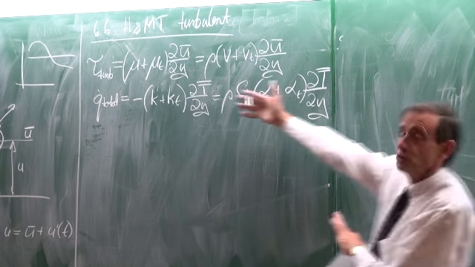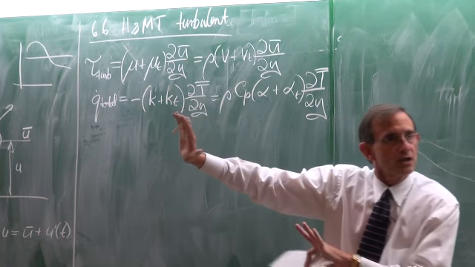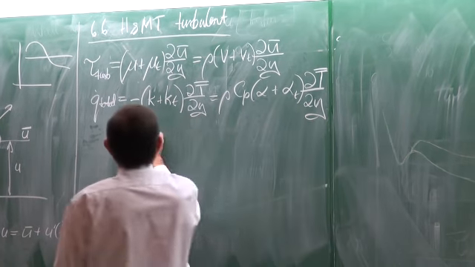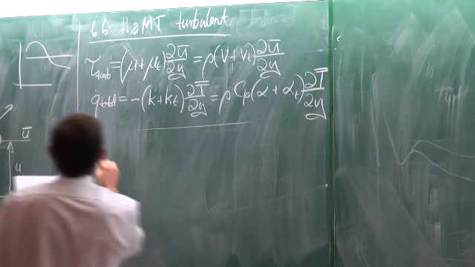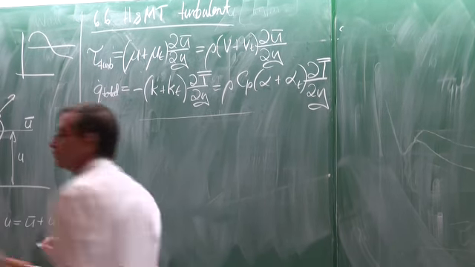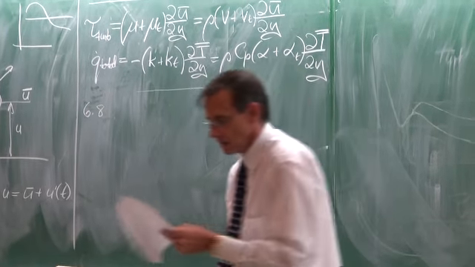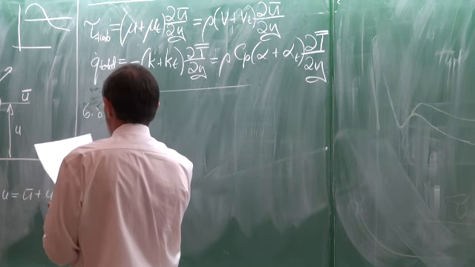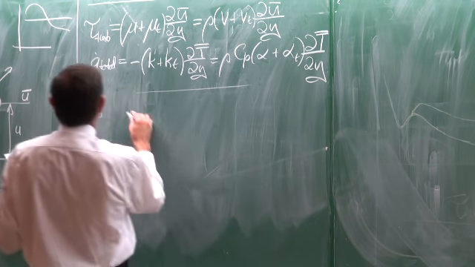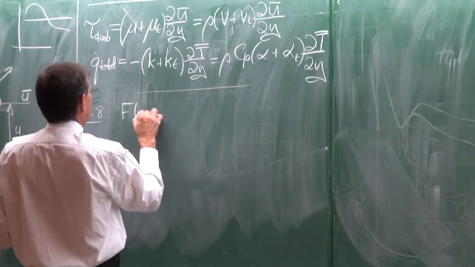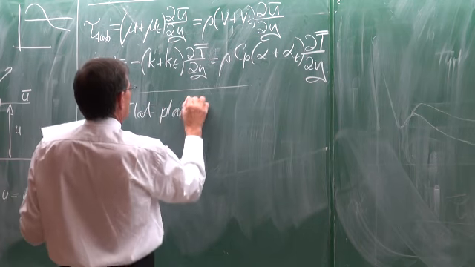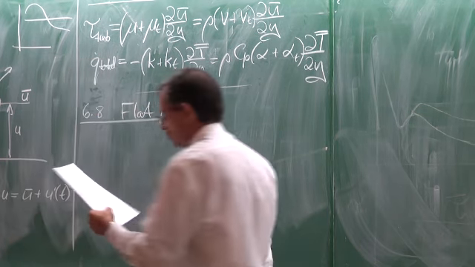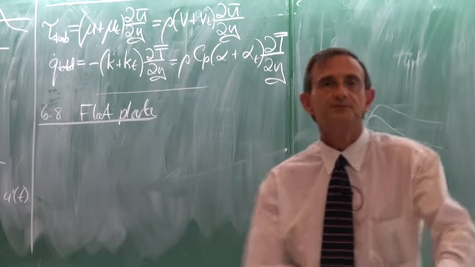So that is the most important thing in that paragraph. Please go and read it, take note of it, it is quite important. And then we go on to paragraph 6.8, which is about the solutions of convection equations for a flat plate. Okay, the solutions for a flat plate.